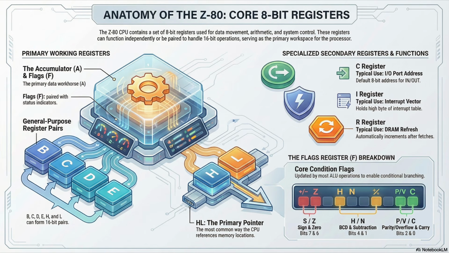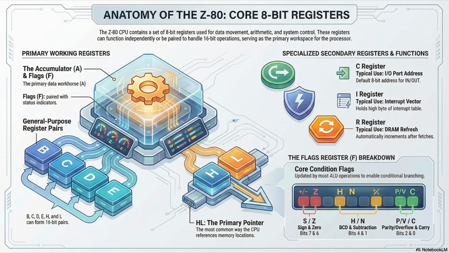So firstly, we have the accumulator, referred to in assembly language as A, which is used for arithmetic, logic, and data movement. This is the data workhorse, and together with the flags register forms the AF pair. Next, we'll look at the flags register, referred to in assembly language as F. This holds condition flags which are updated by most of the arithmetic and logic instructions. These are not directly addressable by most functions.